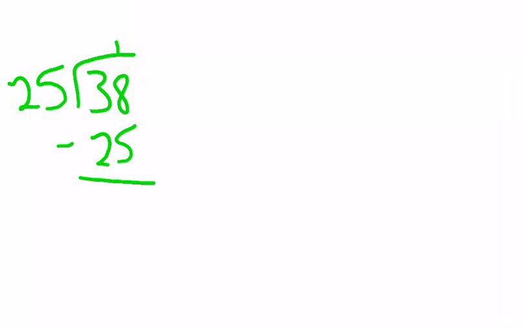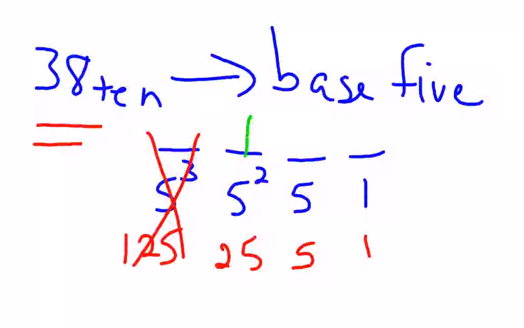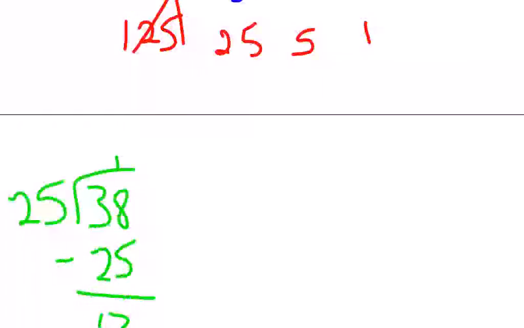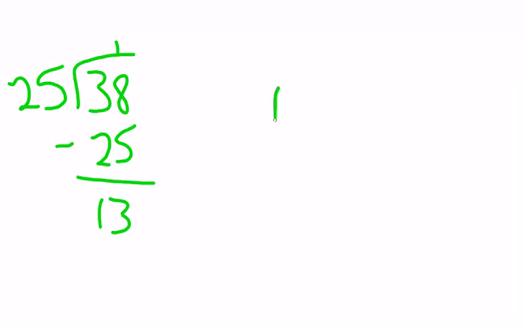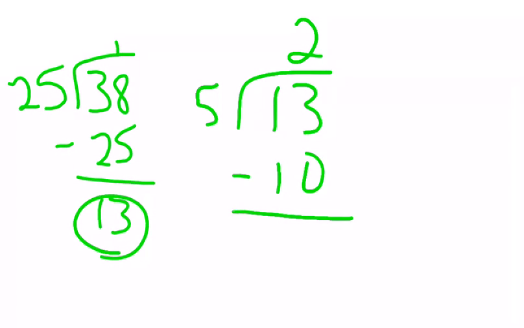So then 38 minus 25 is 13. Now going back to what we had, we know that there's a 1 there. It goes in one time. Now our next place value is 5. So we take our remainder that we had, and now we divide that by the next place value, which is 5. So 5 goes into 13 2 times. That gives us 10. 13 minus 10 is 3.